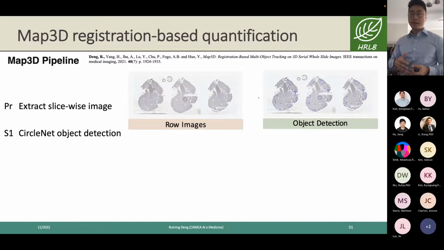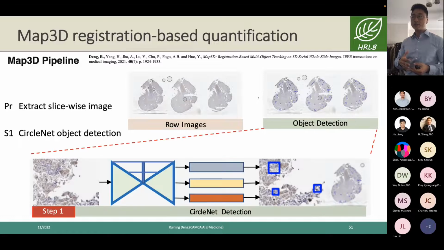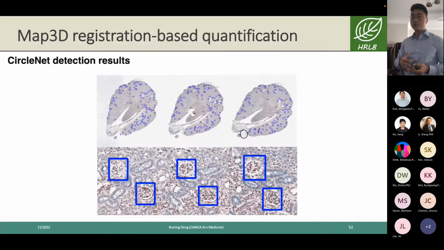The first step is just object detection for glomeruli. We use our previous model called CircleNet to detect all of the glomeruli on histology images. And here is the CircleNet detection result. Within the blue bounding boxes, those are glomeruli.